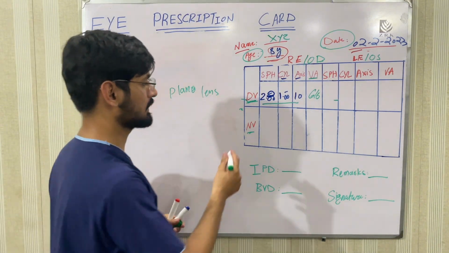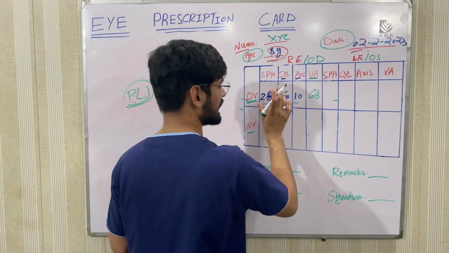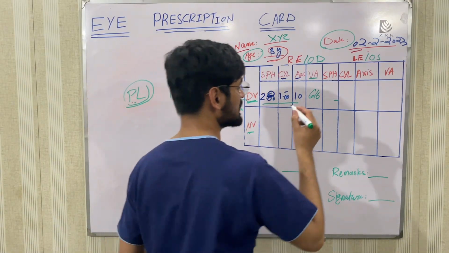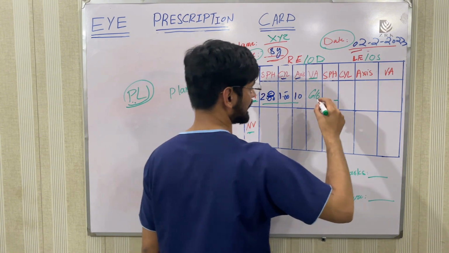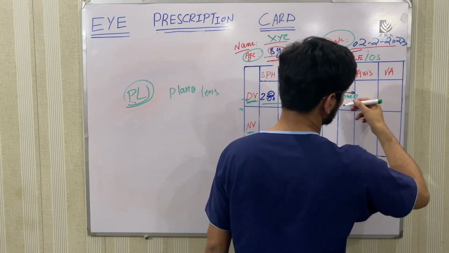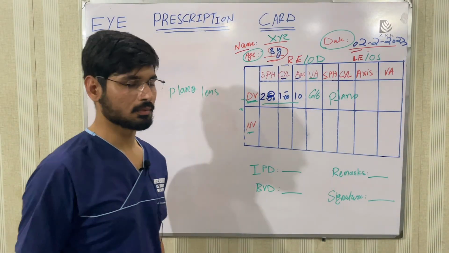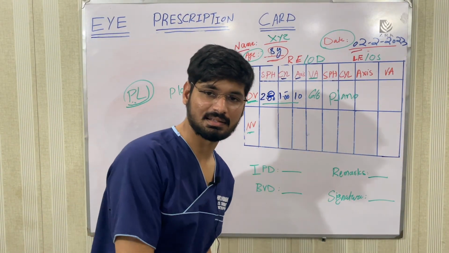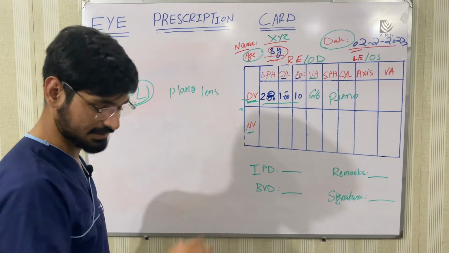So if my patient has a number in one eye but the other eye is 6 by 6 without any number, I write the card like this: plano lens, or plano. By this, the dispenser will understand how to dispense the glasses. So this is case number 1.